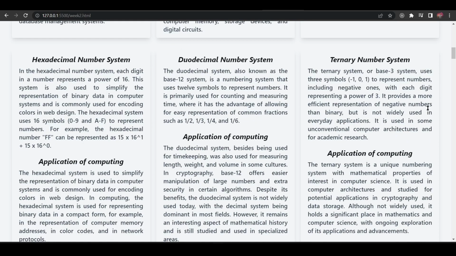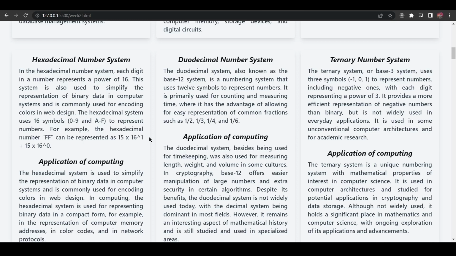So next is the hexadecimal number system. In the hexadecimal number system, each digit in a number represents a power of 16. This system is also used to simplify the representation of binary data in a computer system and is commonly used for encoding colors in web design.